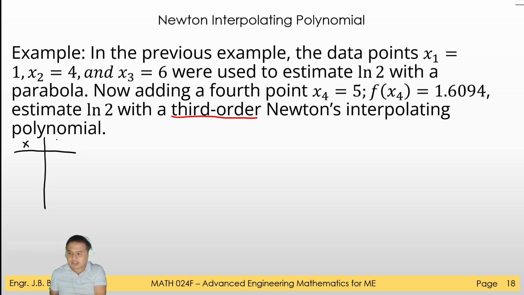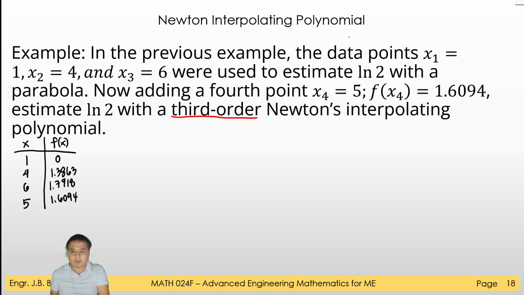So we have x here and f of x. The first data point is 1 and 0. We have 4 and 1.3863. I forgot the value, just filling it in here to save time. And then 6 and 1.7918. So this is from the previous one, and then we will add another data point. We have 5 and 1.6094. So the goal here now is to find the coefficients of a third order Newton's interpolating polynomial.